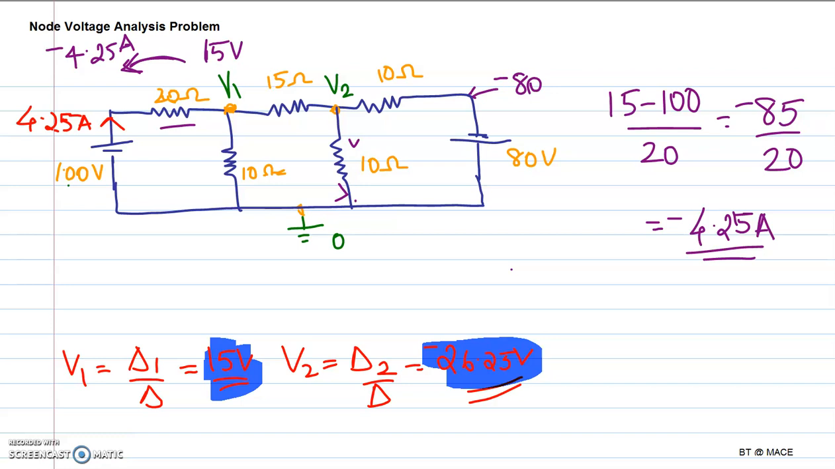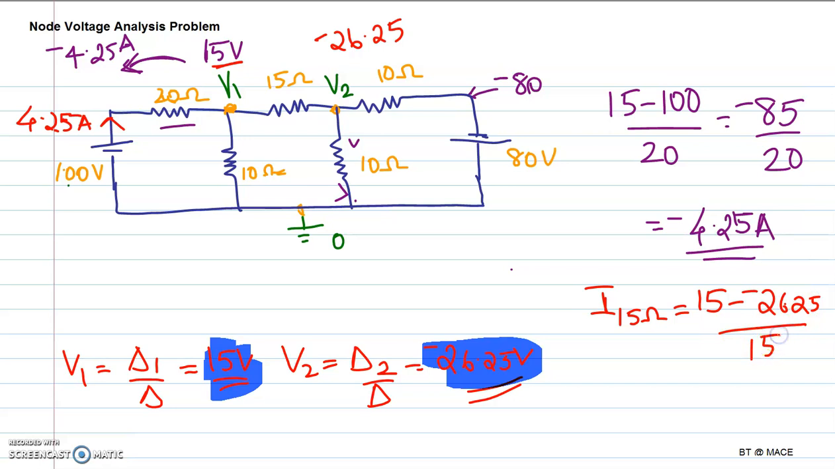Now between v1 and v2, v1 is 15 volt and v2 is minus 26.25. So which is at a higher potential? 15 volt. So the current through the 15 ohm resistance will be 15 minus of minus 26.25 divided by 50. So you will get the answer as 2.75 amperes. So that 2.75 amperes is this one.